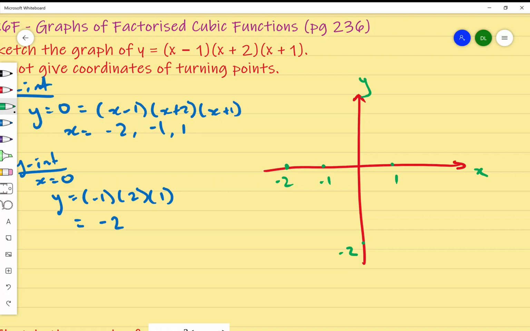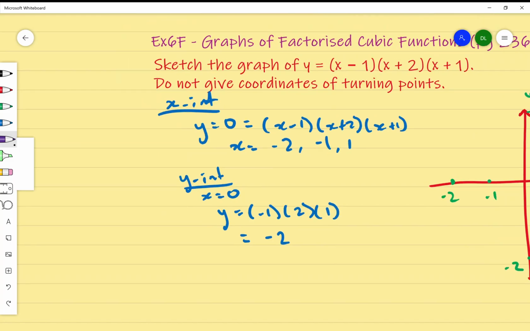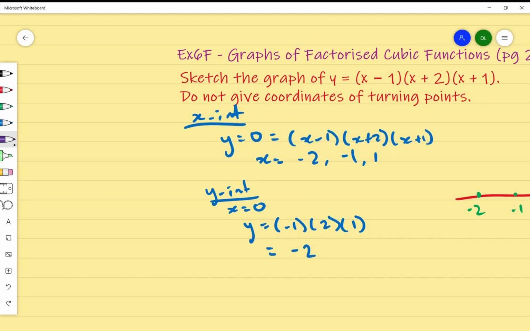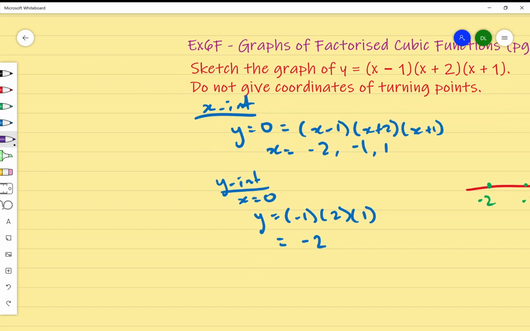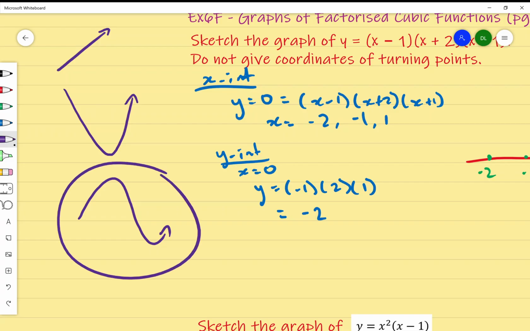Let's figure that out. So, hopefully you remember this vaguely from last lesson. We're looking from left to right. If it's a linear equation, a positive one will go up. If it's a quadratic, it'll go down. And if it's a cubic, it'll go up. So we're typically looking at cubic functions in this form here.